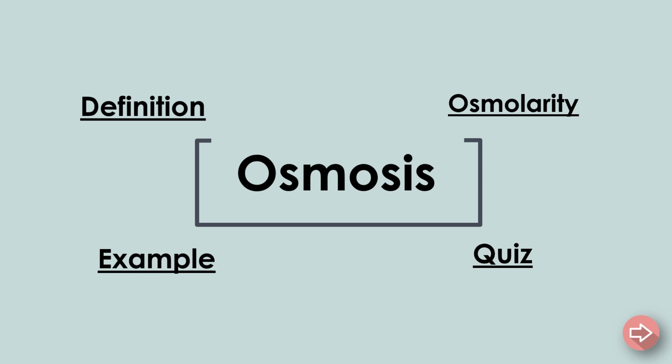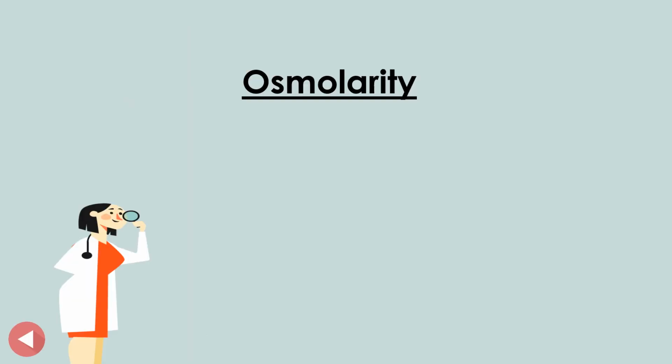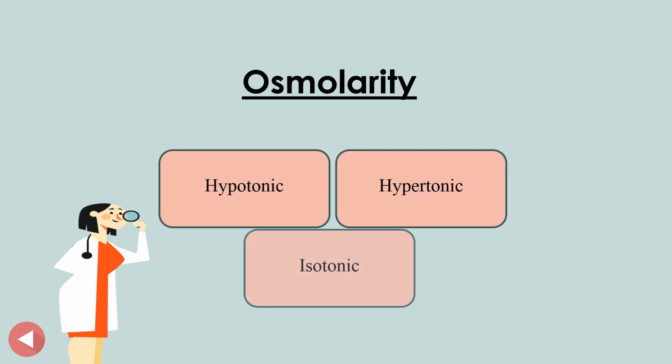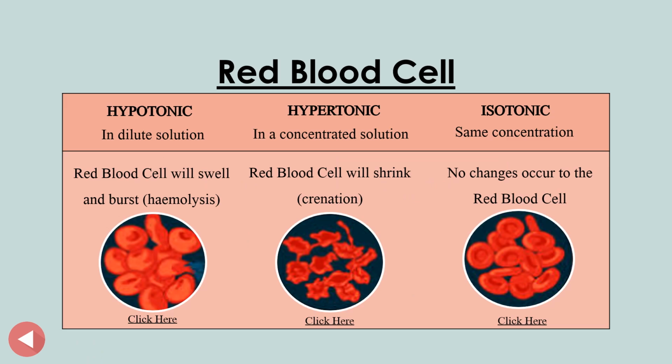Osmosis. You can click definition, example, osmolarity, quiz for more information. There are three types of osmolarity: hypertonic, hypotonic, and isotonic. You can click each point to get more information. Red blood cell. You can click each picture to get more information.